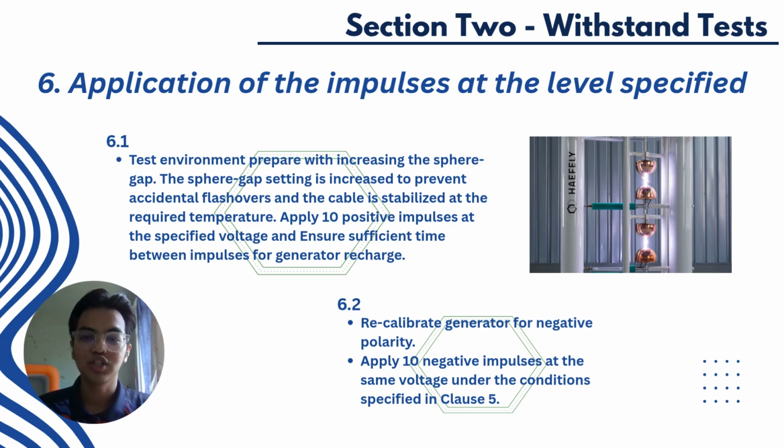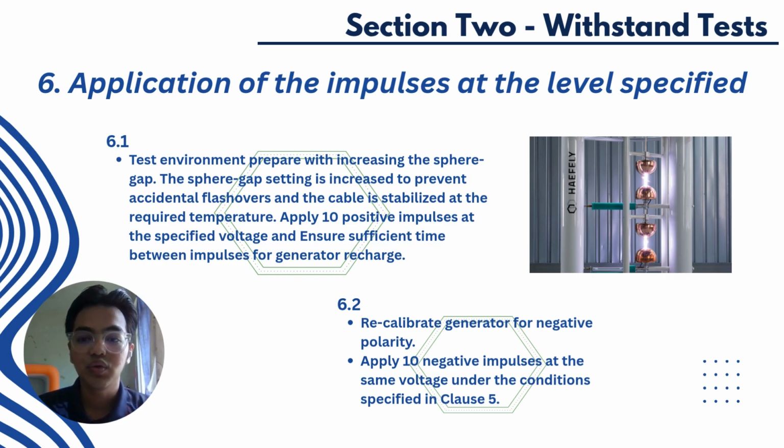Next, we move to section 2, the withstand test: application of the impulses at the specified level. First, we prepare the test environment with the sphere gap setting increased so that no flashover occurs across the gap, and with the cable maintained at the required temperature. The test insulation shall be subjected to a series of 10 positive impulses at the specified voltage.